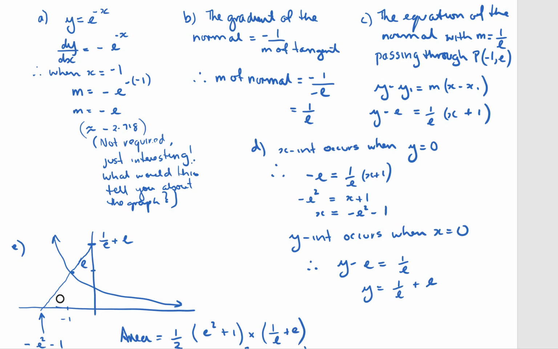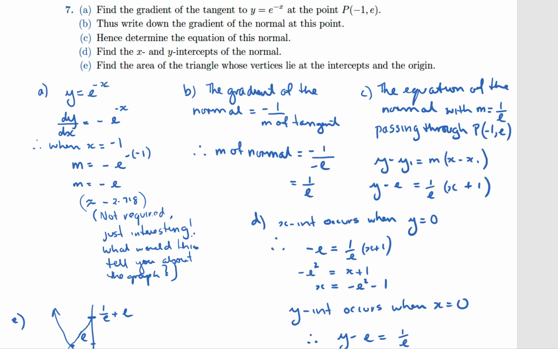Okay, so in part A, you were asked to find the gradient of the tangent, and I'd forgotten about those very basic first step questions that you got when you started differentiation, in that the derivative gives you the gradient of the tangent. So remember that we started off finding the equation of the tangent. While this doesn't ask you to get the equation of the tangent, it asks to get the gradient.